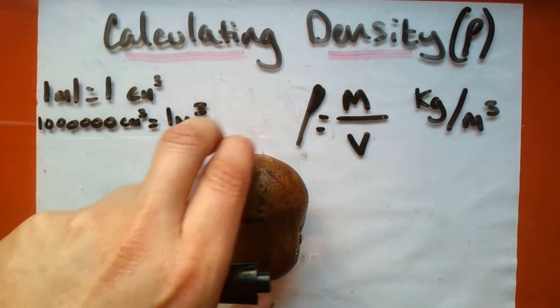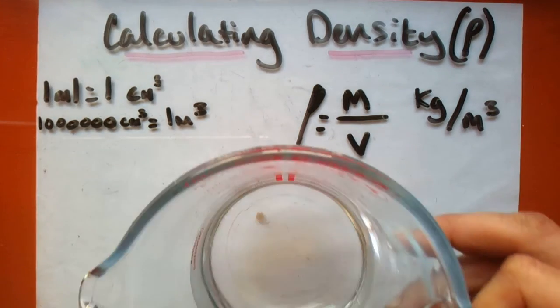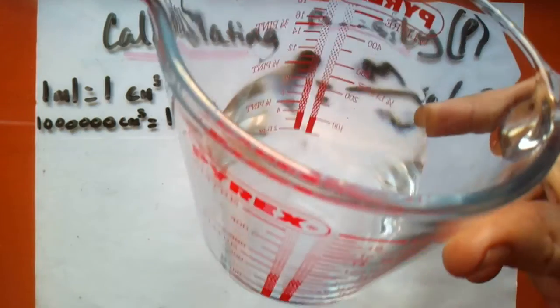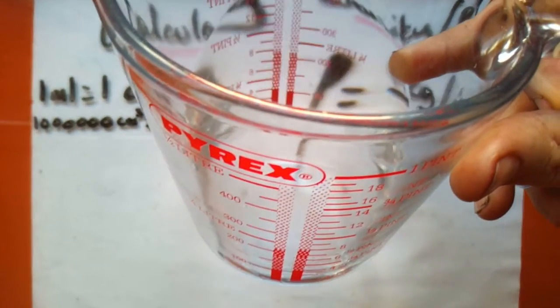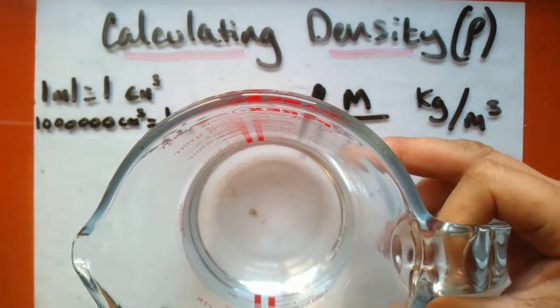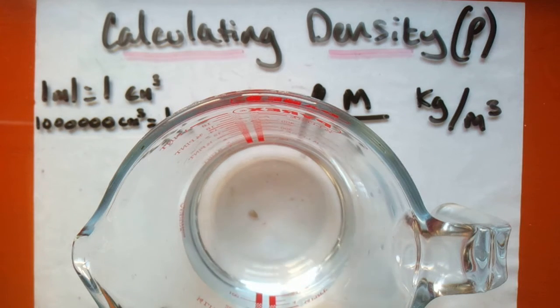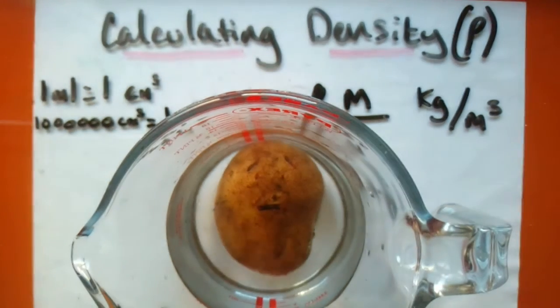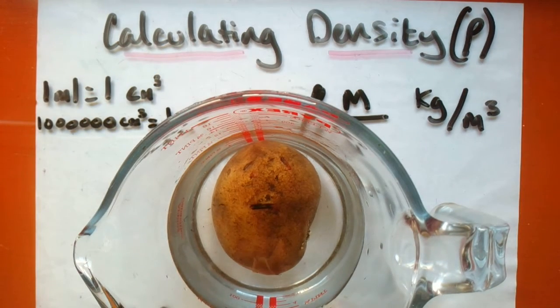We couldn't do base times height times width. So what we do is we use a measuring cylinder. I just grabbed a Pyrex jug from my kitchen, which has got milliliters and liters on the side. Now, if we wanted to work out the volume, we use a thing called displacement. As we lower this potato into the water, it displaces the water. It moves it out the way.